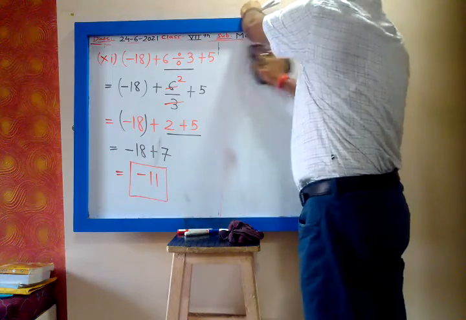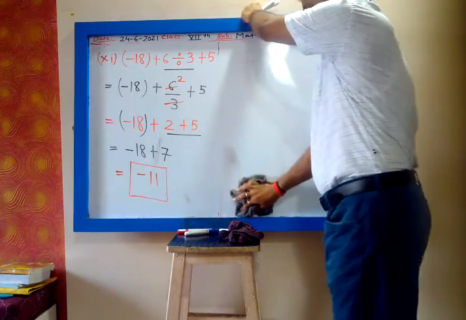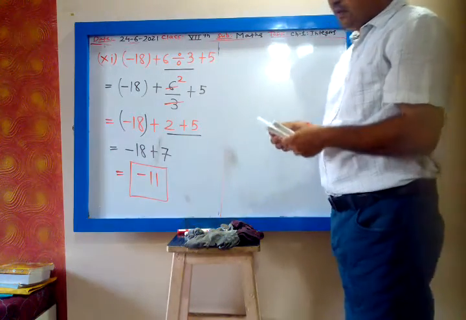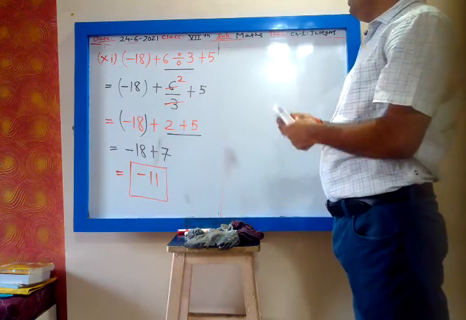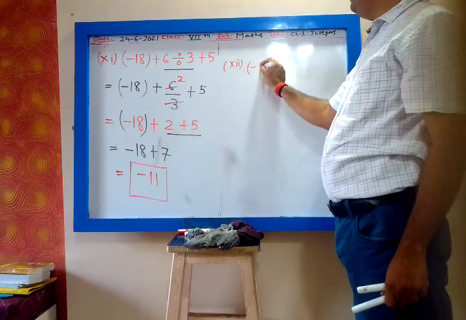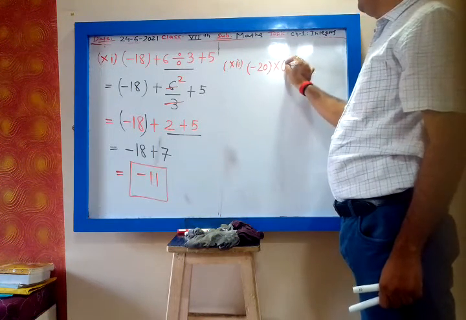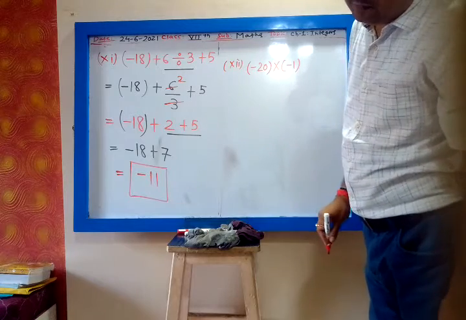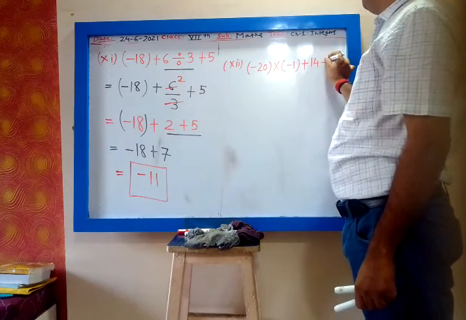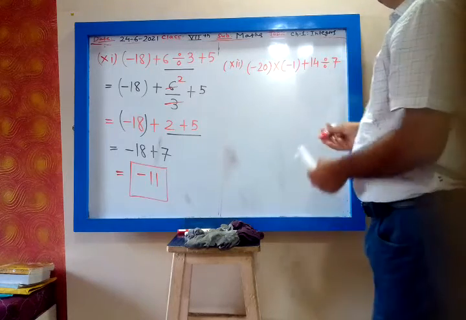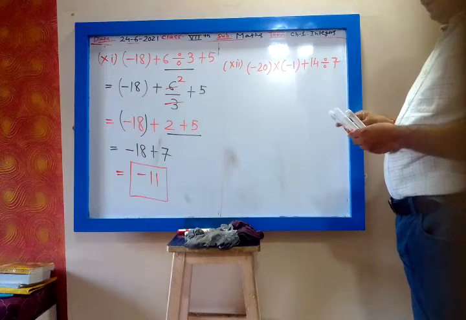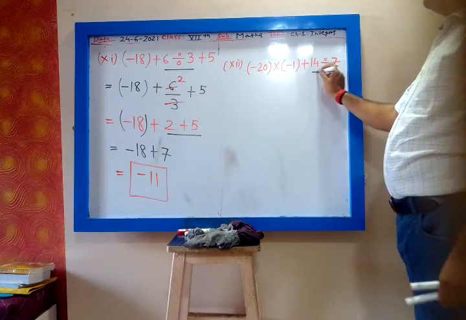Now last question, that is 12th. 12th question. Minus 20 into minus 1 plus 14 divide by 7. So according to BODMAS, whether you will perform multiplication or division, first I will perform division.